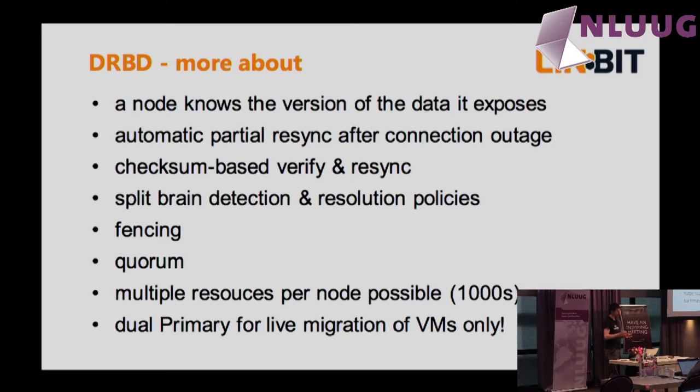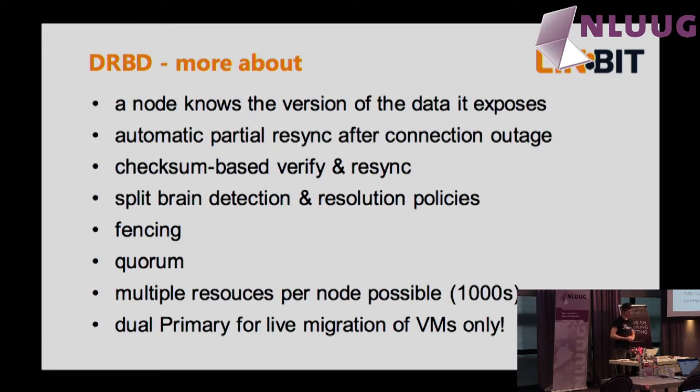And you can have multiple volumes per resource, up to 65,534 in DRBD. No one has ever done that as far as I know, but it's possible. So in that case, you can divide what the actual maximum number of resources is if you use the maximum number of volumes per resource for every resource.